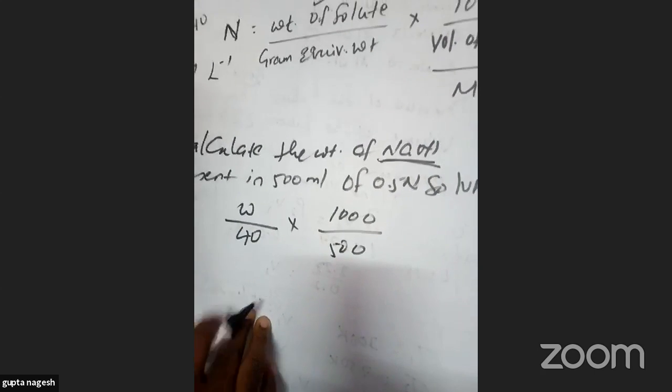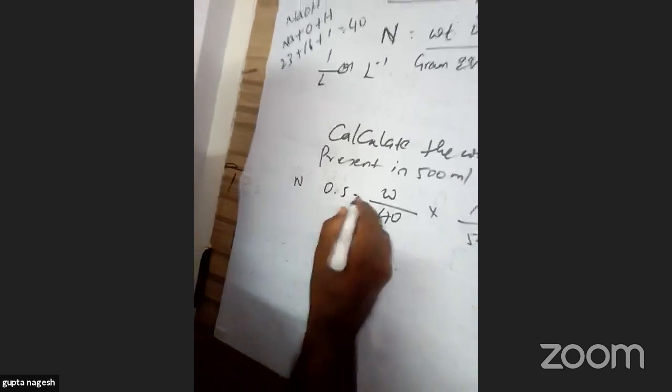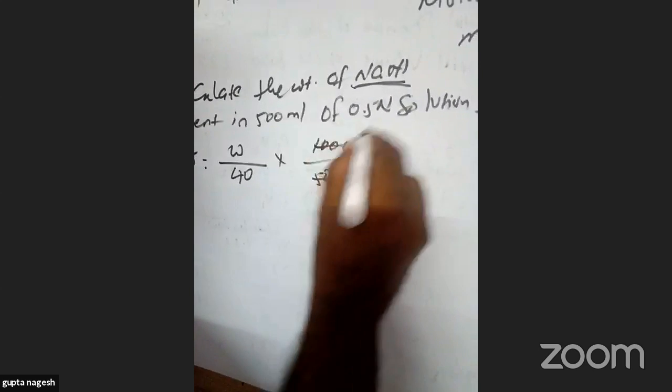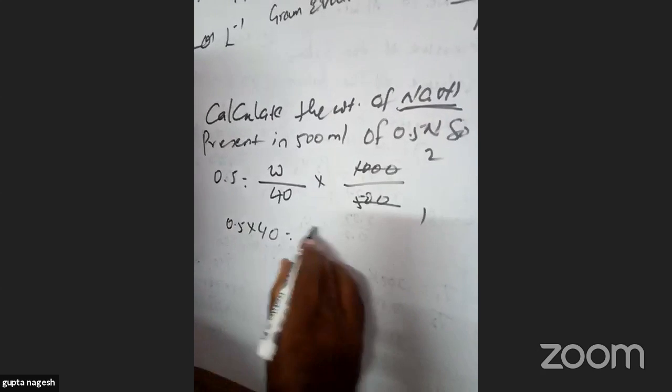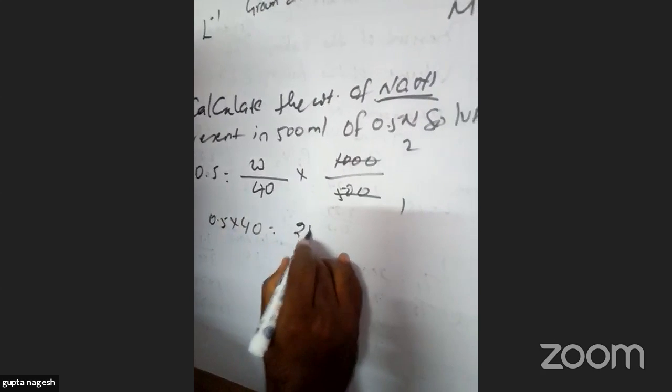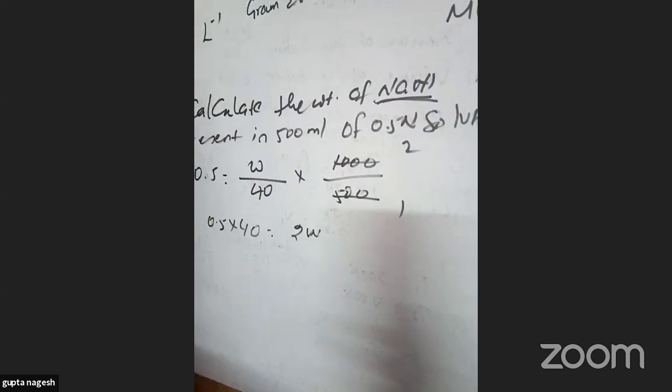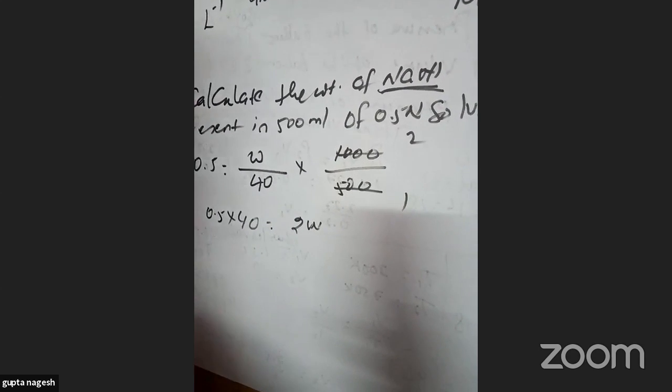500 ml. Already the normality is given. N is equal to how much? Normality given is 0.5. So now see here, 500 ones are 500, twos are 1000. So 0.5 into 40 is equal to 2 into W. W is nothing but weight. So 0.5 also can be written as 5 by 10 into 40 is equal to 2 into W.